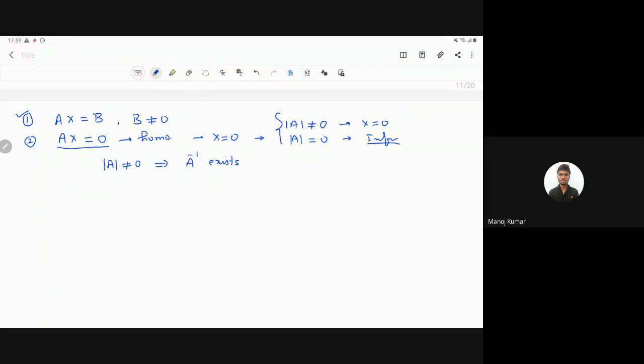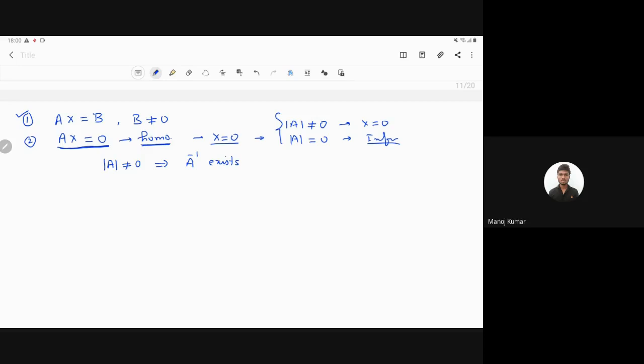The non-homogeneous system of linear equations, Ax equal to b. If b is non-zero, it is non-homogeneous. And if b equal to 0, meaning Ax equal to 0, then it is called a homogeneous system of linear equations. For a homogeneous system, x equal to 0 is always a solution. This is called the trivial solution.